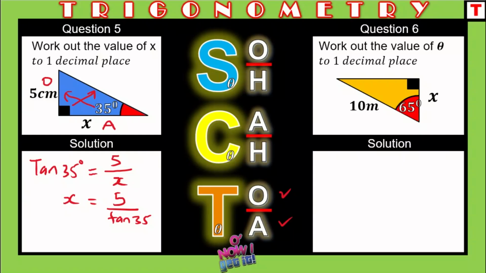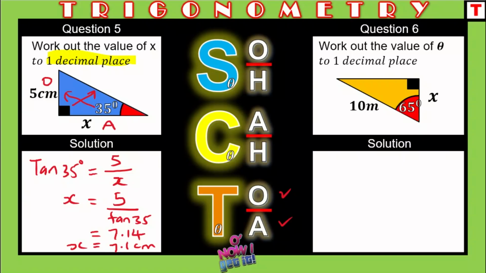So 5 divided by tan 35 is going to be equal to, on our calculators, 7.14 and so on. But we want to record our answer to 1 decimal place. Therefore, I would go to the 4, and since 4 is less than 5, I'm going to be rounding down. So this becomes 7.1 centimeters. So x would be equal to 7.1 centimeters.